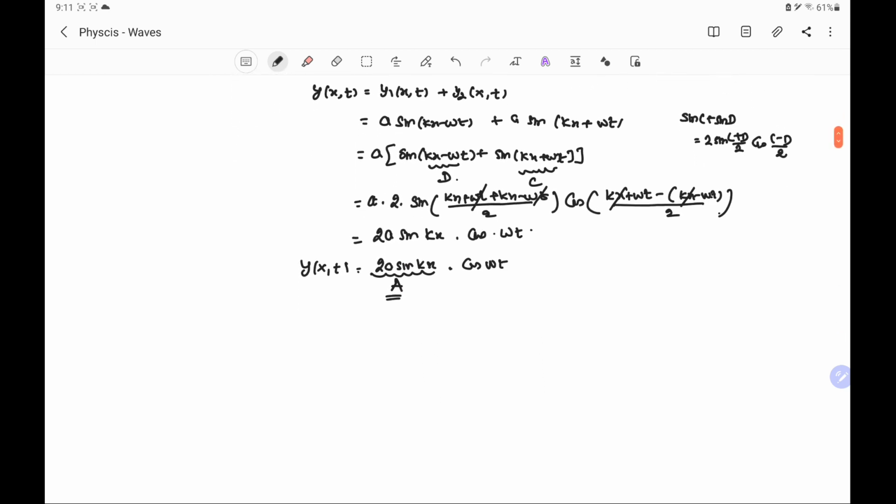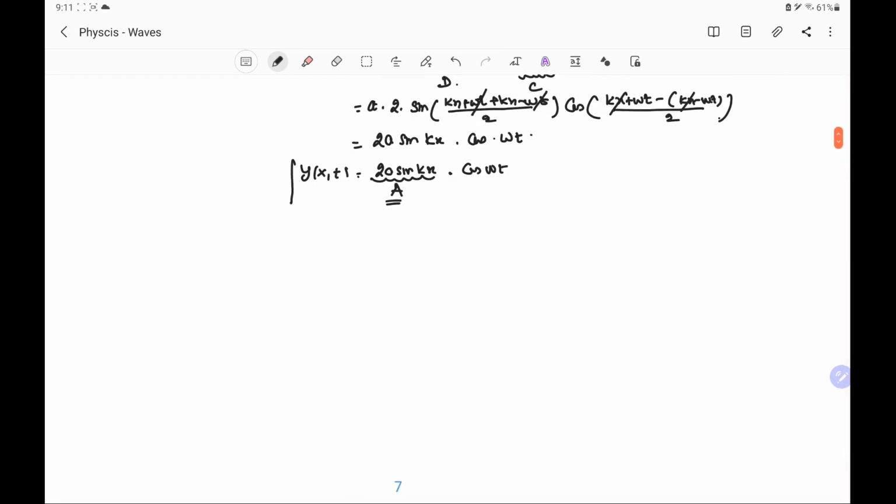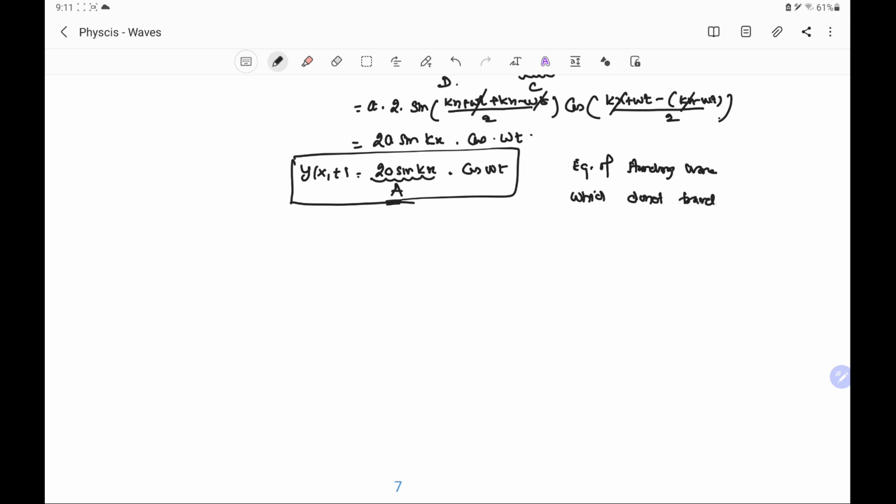This equation is the equation of a standing wave. This is the wave which does not travel, but its magnitude or amplitude changes with position and time.